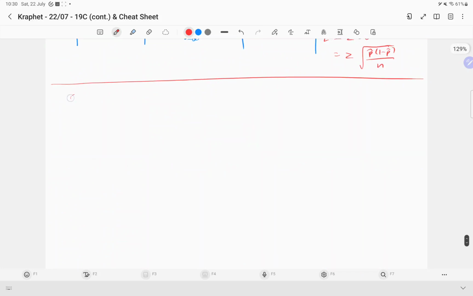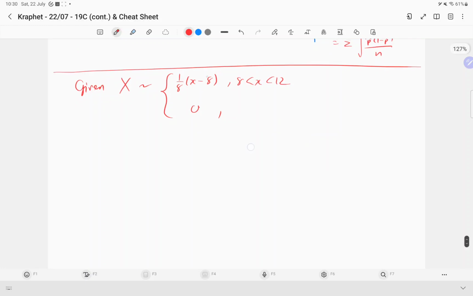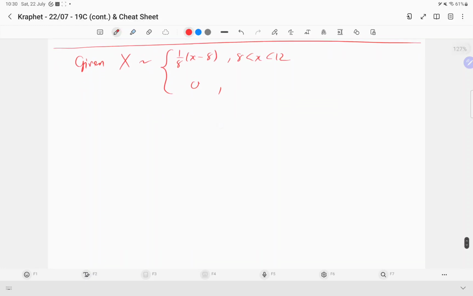So let's say given x is a PDF, right, with the distribution of 1/8 times (x minus 8) from 8 to 12, and then 0 otherwise. Okay, this is a linear equation. I can actually sketch that.